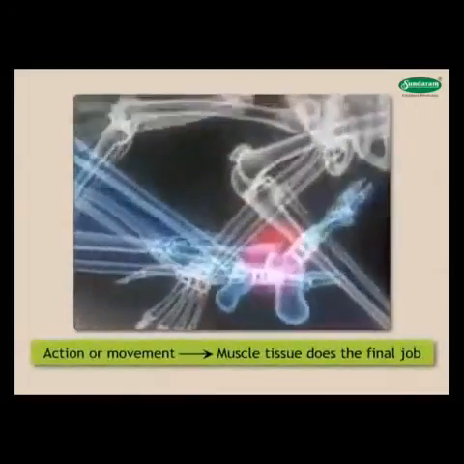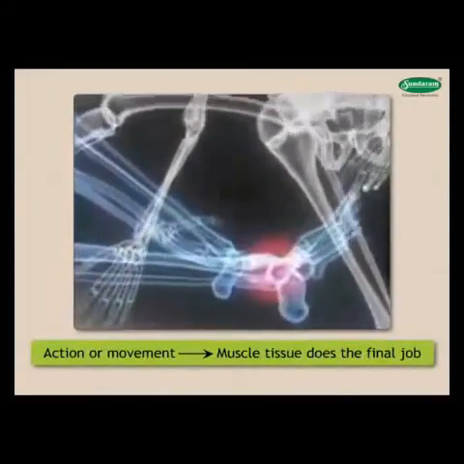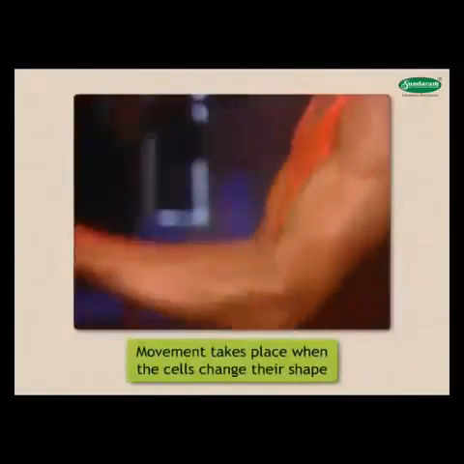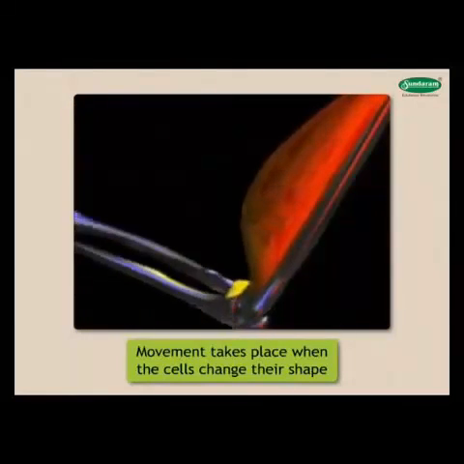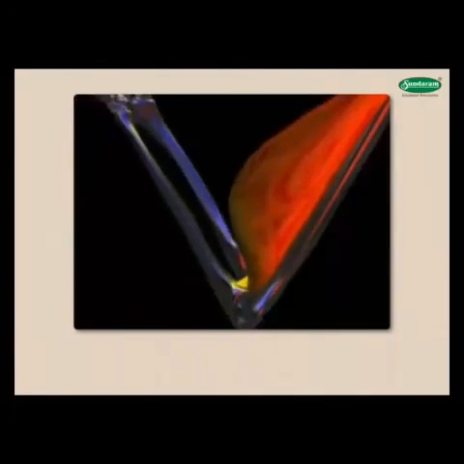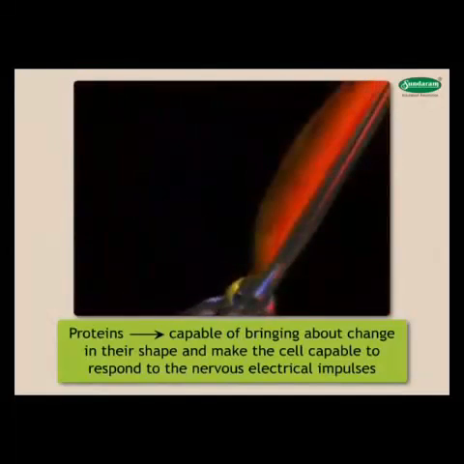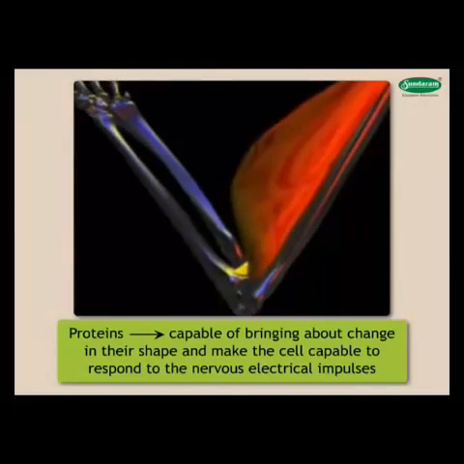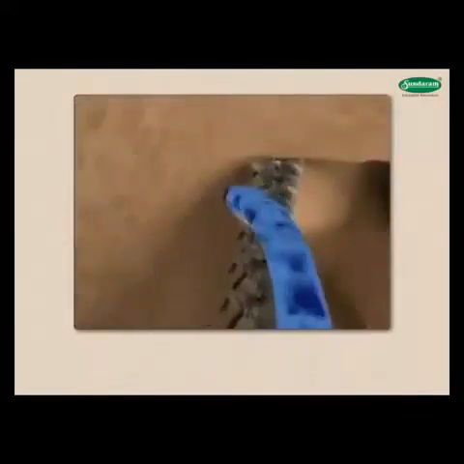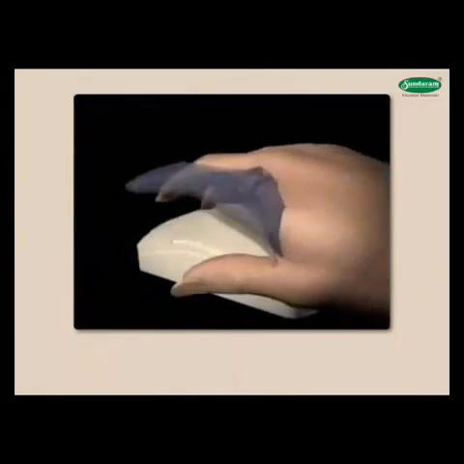When an action or movement has to be brought about, the muscle tissue does the final job. The muscle cells should move to enable work to be done. The movement at the cellular level takes place when the cells change their shape so that they shorten. Muscle cells possess special kinds of proteins which are capable of bringing about change in their shape and make the cell capable of responding to nervous electrical impulses. We can infer that the nervous tissue is composed of a highly organized network of neurons capable of transferring information in the form of electrical impulses from one part of the body to another.